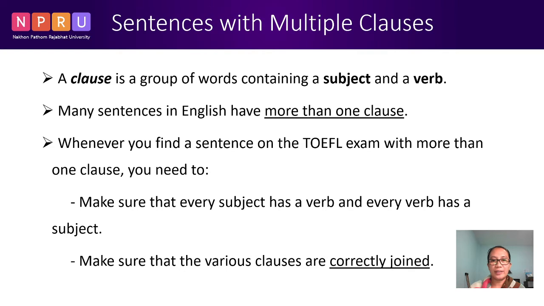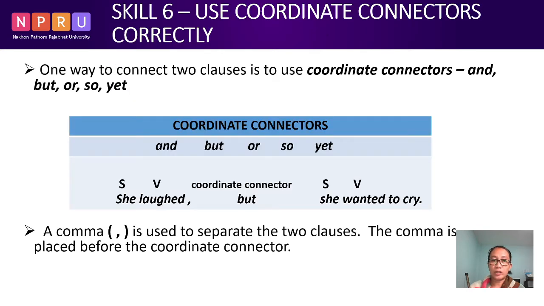Whenever you find a sentence in the TOEFL exam with more than one clause, you need to make sure that every subject has a verb and every verb has a subject. Make sure also that the various clauses are correctly joined. One way to connect two clauses is to use coordinate connectors: and, but, or, so, and yet.